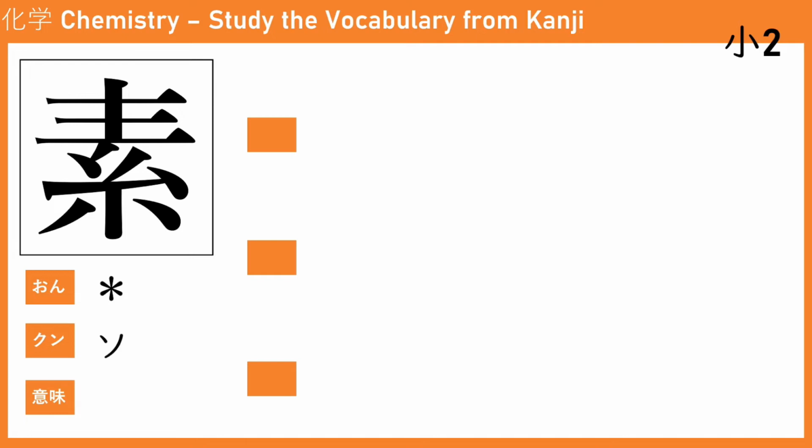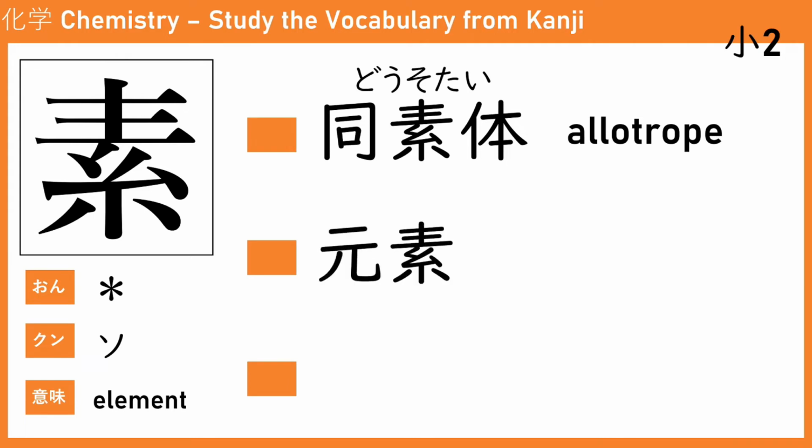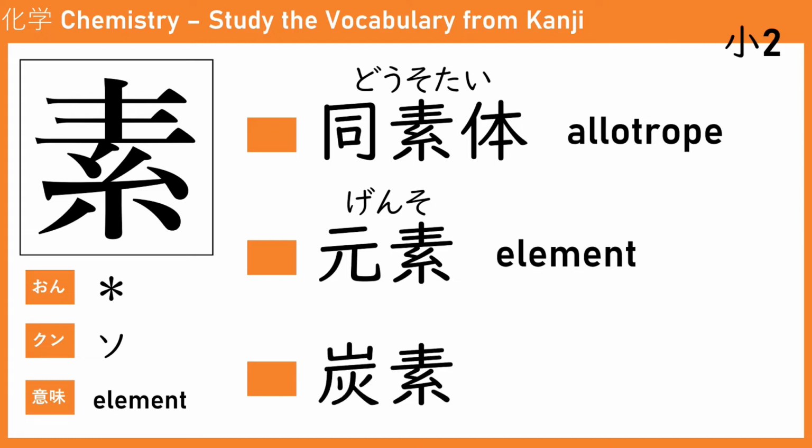The next kanji is sō, which means element, plain, simple. Dōsōtai, which means allotrope. This one is gensō. Gensō is the element, just like hydrogen only, lithium only, gold only, oxygen only. This one is tanso. Tanso means charcoal. So tanso is the element of charcoal, which is carbon.